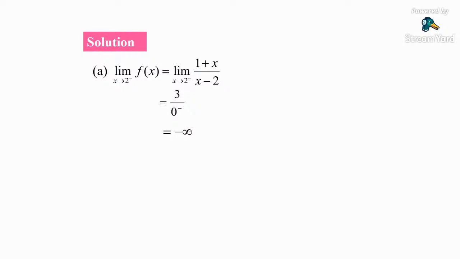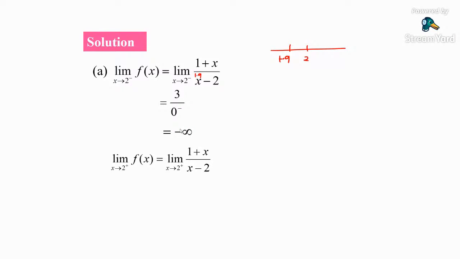Right, so basically to decide, is it a plus or is it a minus? So if we have 2, on the left hand side of 2, this is 1.9. So we minus 0.1, 1.9. So 1.9 minus 2, so this is some negative number. So 3 over a negative number, so this is definitely negative infinity.